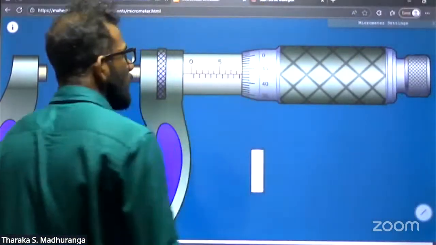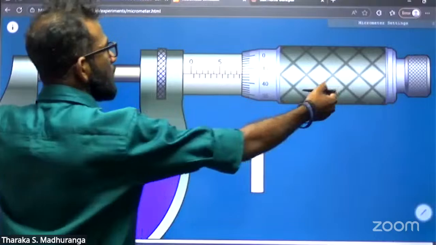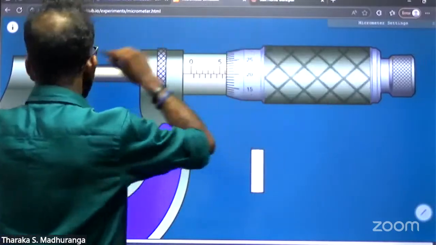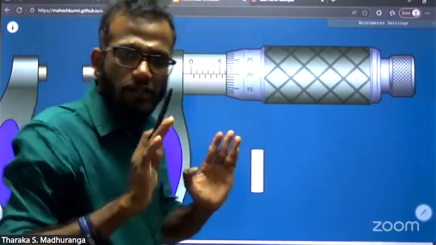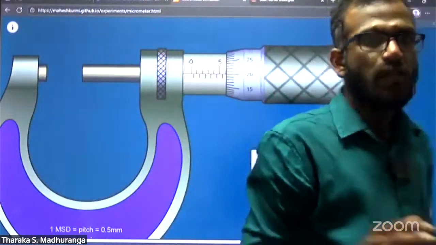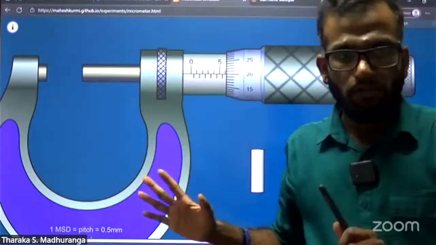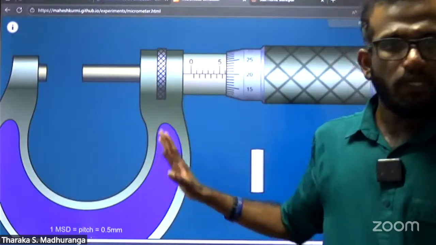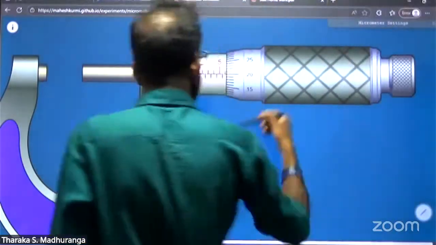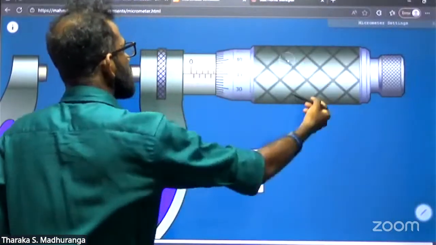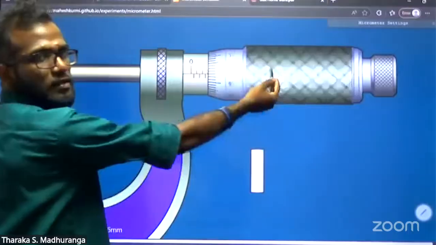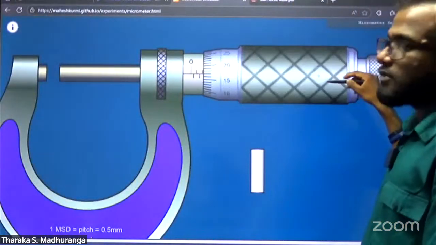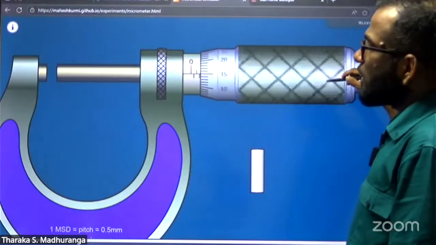Then rotate the thimble without any object between the anvil and spindle, same as the vernier caliper. Understand? Without any object between the anvil and spindle, I am going to tighten the anvil and spindle.